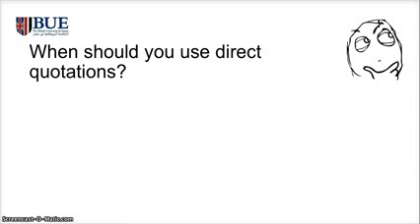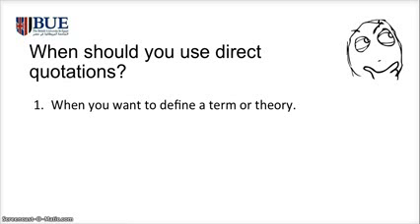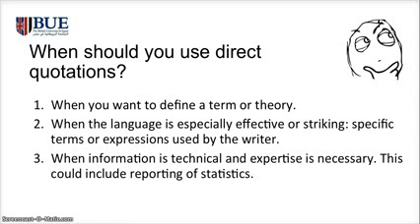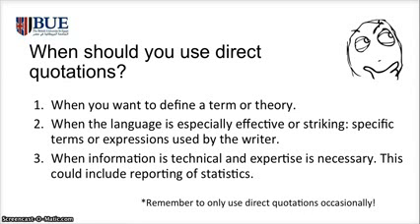You should only use quotations when you want to define a term or a theory, when the language is especially effective or striking, such as specific terms or expressions used by the writer, and when information is technical and expertise is new. This could include the reporting of statistics. Remember to only use direct quotations occasionally.